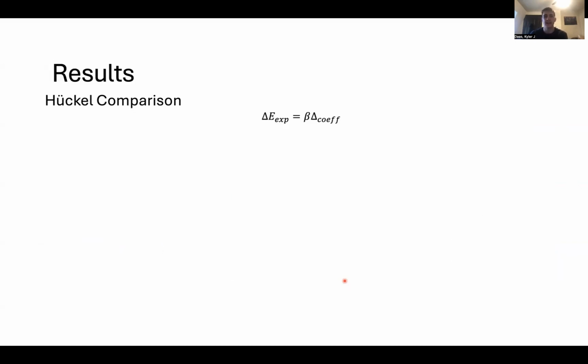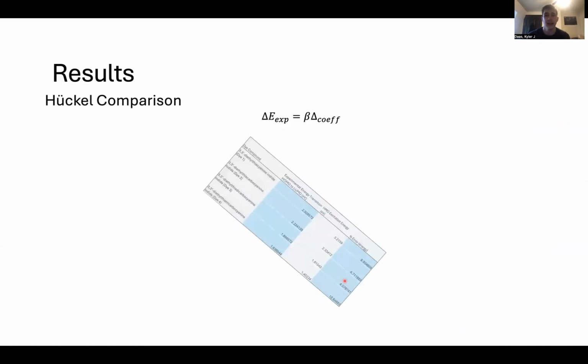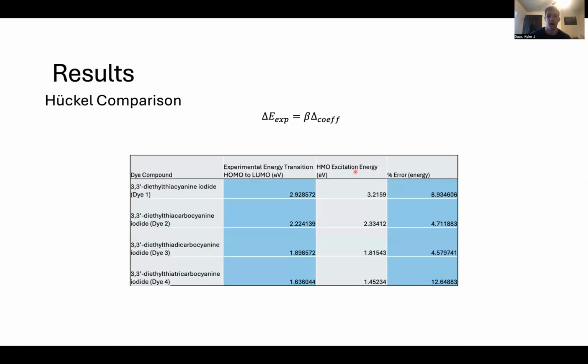And lastly, we can take this beta literature value and multiply it by the delta coefficient, and we can calculate the Huckel molecular orbital excitation energy. Again, we can compare this to our experimental energies and calculate these percent errors. Again, I ask you to pause these and look at them. But as we can see in general, compared to the particle in a box, these percent errors are lower because the Huckel approximation is a better approximation than the particle in a box. So we would expect lower percent errors.